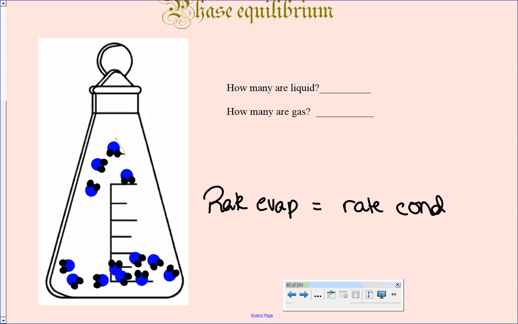Because of equilibrium, the rates of two opposing processes are equal. So as long as this flask is stoppered, the concentration of liquid and the concentration of gas are going to stay the same. Currently we have 9 in the liquid state and 4 in the gaseous state. As the system continues to change, they're really just going to be flip-flopping, and there's going to be no change in the overall amount of liquid or gaseous particles, since the rate of evaporation is equal to the rate of condensation.